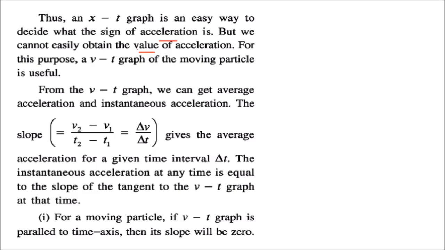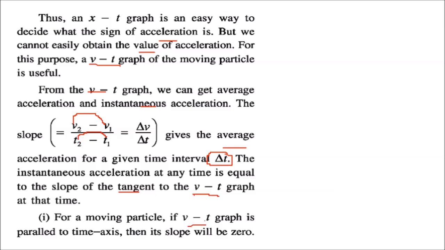The instantaneous acceleration at any point is equal to the slope of the tangent in the vt graph. If a particle is moving and the vt graph is parallel to the time axis, the slope is 0, like this. That is, velocity is not changing with time, so there is no acceleration. The particle is moving with 0 acceleration, which means the velocity of the particle is constant. In this case, we say the motion is uniform motion.